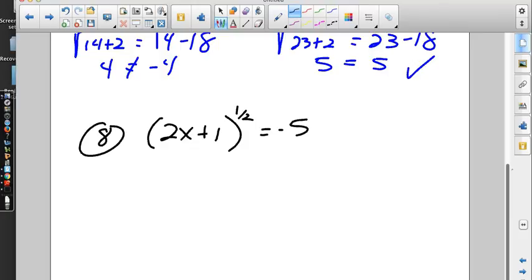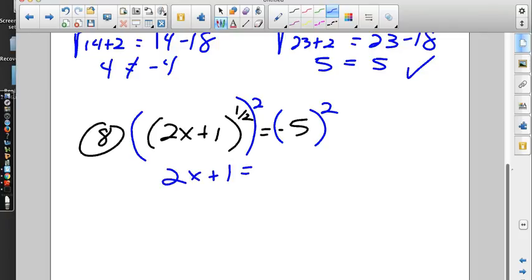What do you think? Give up. Multiply by 2. Or wait. Yeah, good job. You do multiply by 2, but what are you really doing when you're multiplying by 2? You're squaring it, because we're going to raise it to the reciprocal power. So 2 times 1/2 is 1. This is going to be 2x plus 1 equals, and then on the other side, 25.